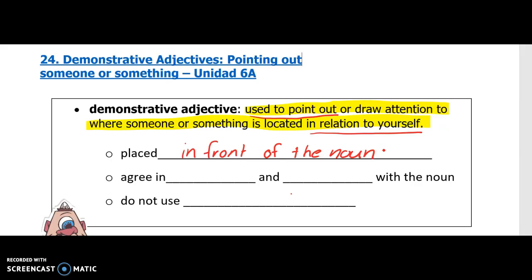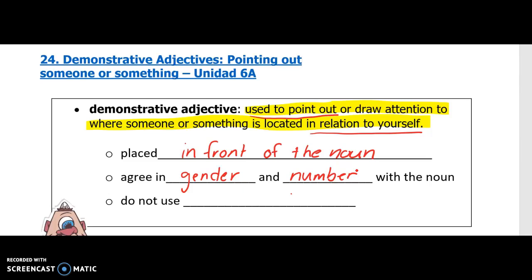Like all adjectives, they're also going to agree. So we have to worry, is this noun masculine or feminine, or is it singular or plural? They are going to agree in gender, masculine or feminine, and number with the noun. So nothing crazy there. We've been doing this forever. We always talk about things agreeing.